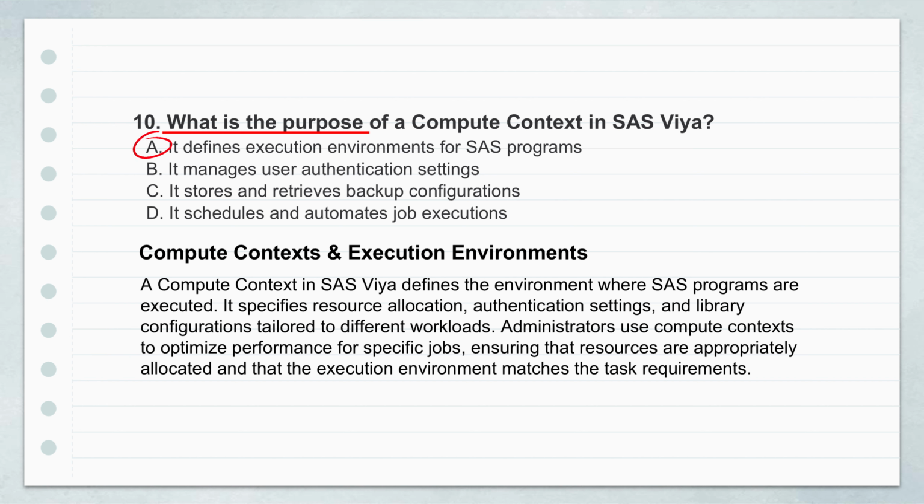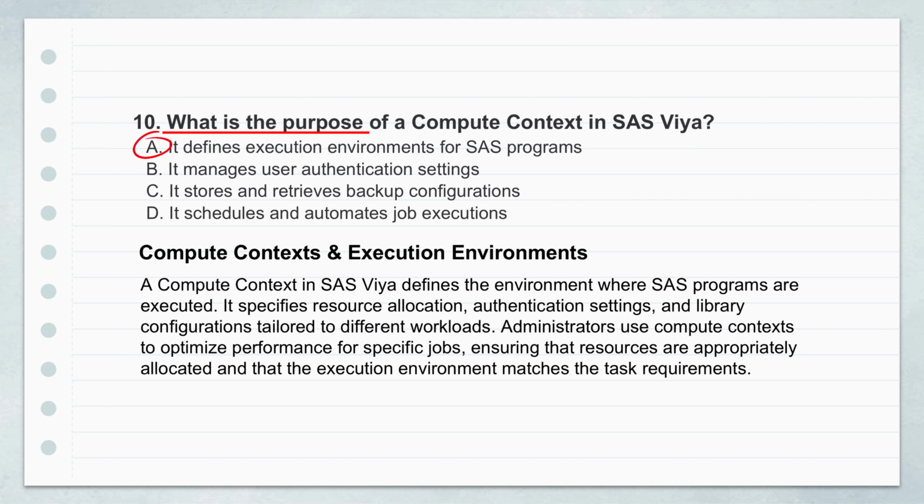Execution environments. So it's about setting up the specific conditions under which your SAS code will actually run. Precisely. The compute context in SAS Viya essentially establishes the environment in which your SAS programs will be executed. This includes defining critical aspects like how computational resources, think processing power and memory, are allocated to the program. Right. The authentication methods that will be used during execution, and the specific SAS libraries that will be available. This allows you to tailor the execution environment to the specific requirements of different types of analytical workloads, ensuring optimal performance and resource utilization.